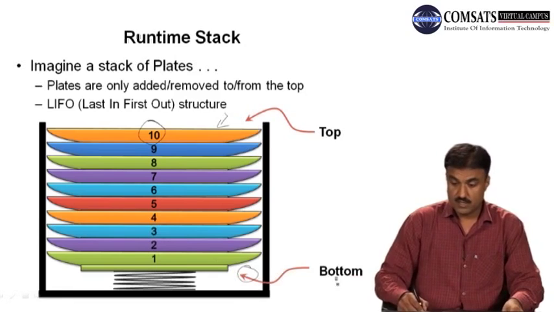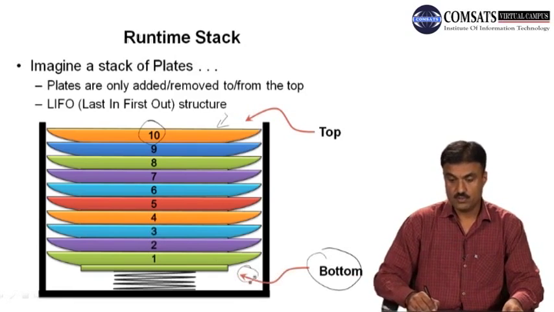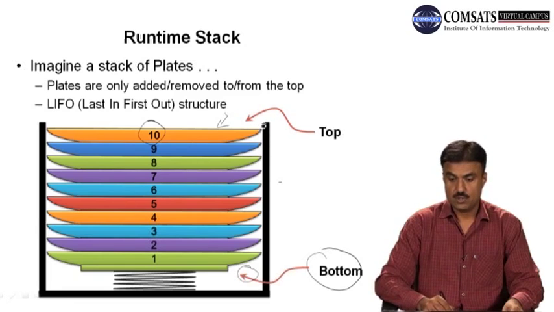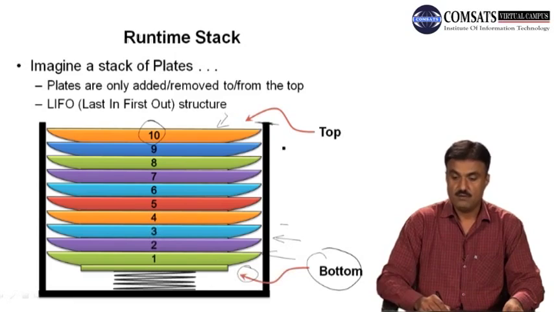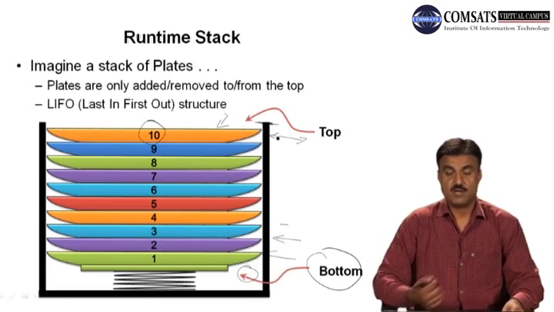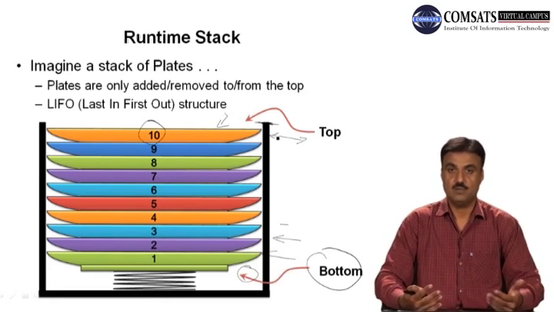Now there are two concepts. One is the bottom, or the pointer which shows the bottom. The second one is called the top. So for this top pointer, for example, when we add plate number 1, top will be here. When we add plate number 2, top will point here. 3, 4 and 5, and top will point to the last plate that we added. So this is a pointer which keeps track of how many plates there are, what the last plate that we have added is, and what its location is.